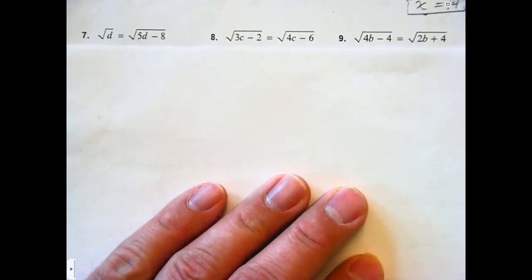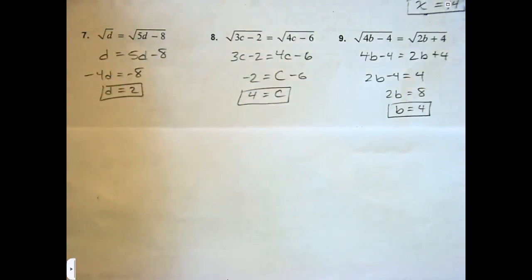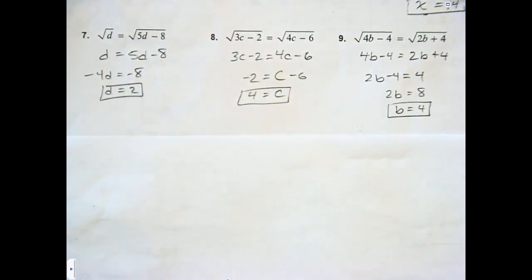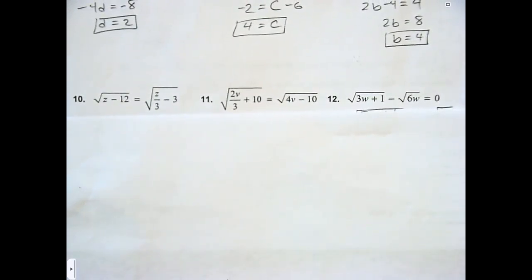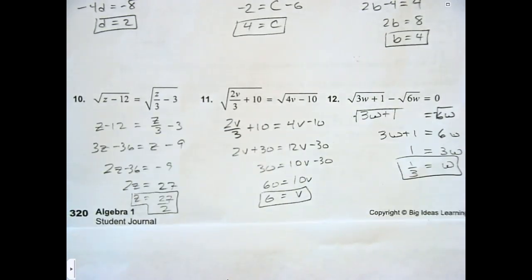Go and tell your neighbor what you got on 7, 8, and 9. 2, 4, 4. All right. 2, 4, and 4. Questions on those 3? Okay, tell your neighbor what you got on 10 through 12. I got 11. And I got 6. All right, so we should have 27 halves, 6, and 1/3.